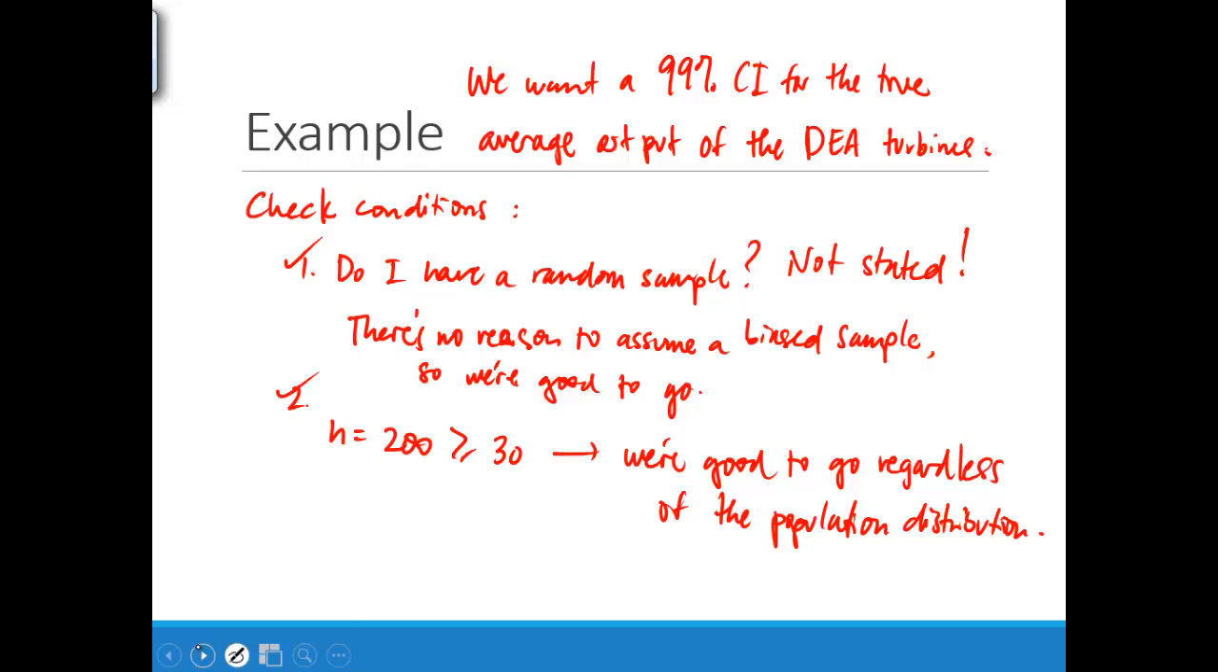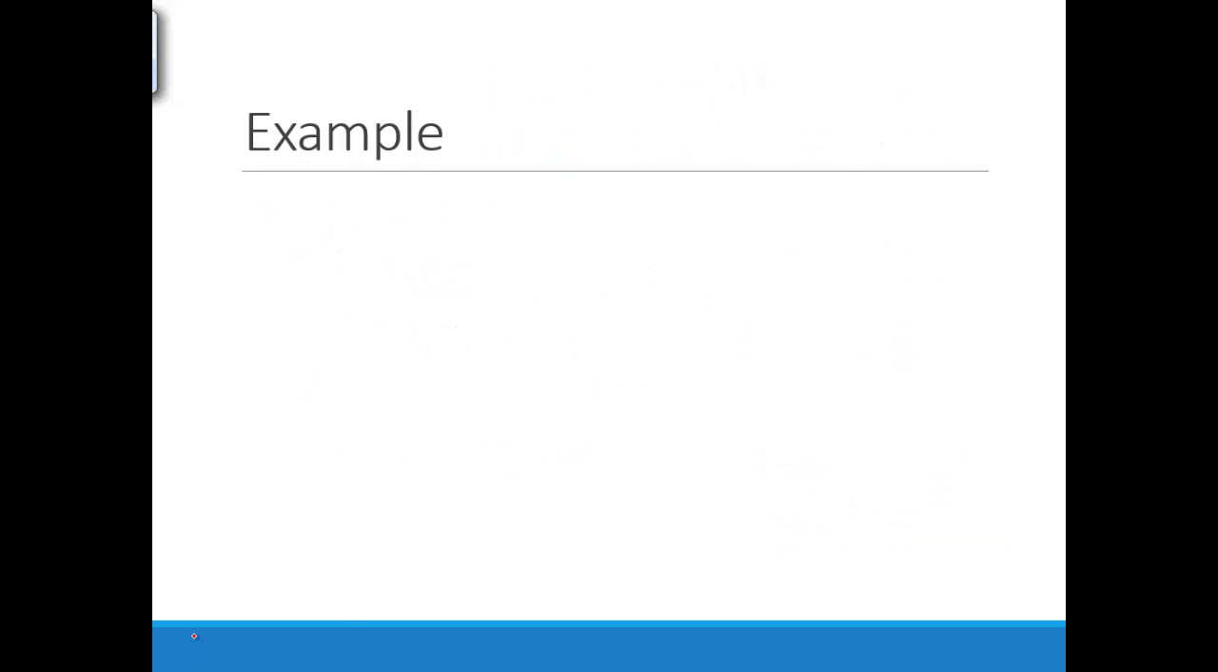Okay. So since our conditions have checked out, we're ready to actually do our calculations. Remember our confidence interval is X bar plus or minus T sub alpha over 2, n minus 1, times the sample standard deviation over the square root of the sample size.